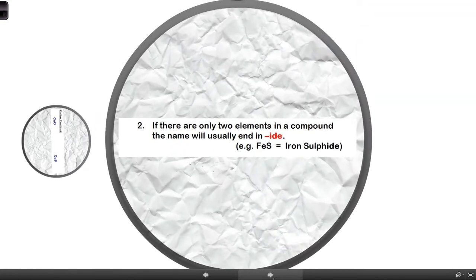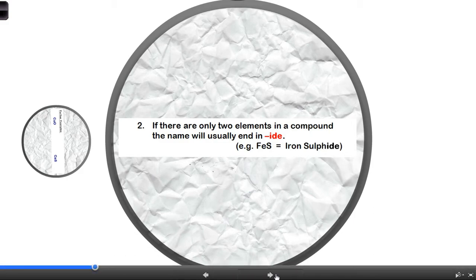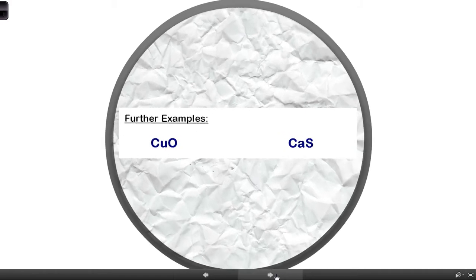Number 2, if there are only two elements in the compound, then it will end in "ide." So it's the non-metal, the girl, whose name ending changes. For instance, FeS, that's iron and sulfur, becomes iron sulfide. So instead of being iron sulfur, it's iron sulfide. That tells us that they're a couple. Let's look at a couple of examples. CuO, we've got copper and oxygen, so that would be called copper oxide.